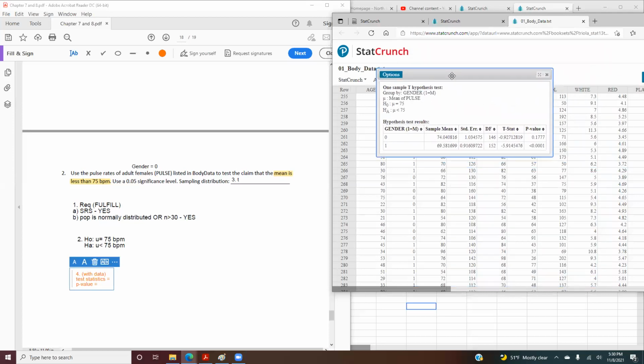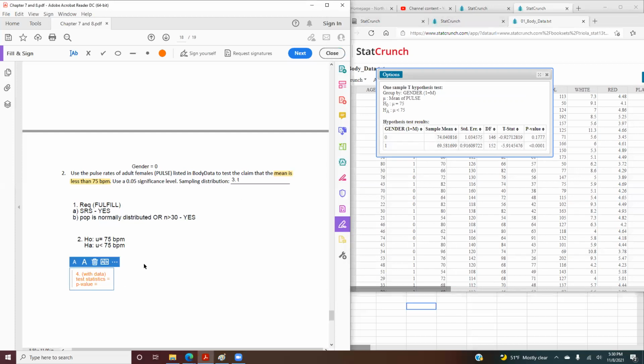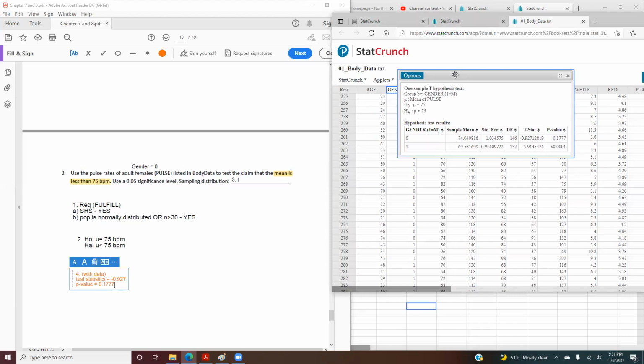There came out two because one is 0 and one is 1. Since we are doing the female, we only concentrate on the 0 ones. That is the female pulse rate. So the test statistic for this case is negative 0.927, and the p-value in this case is 0.171777. You guys all right here? Questions with this?